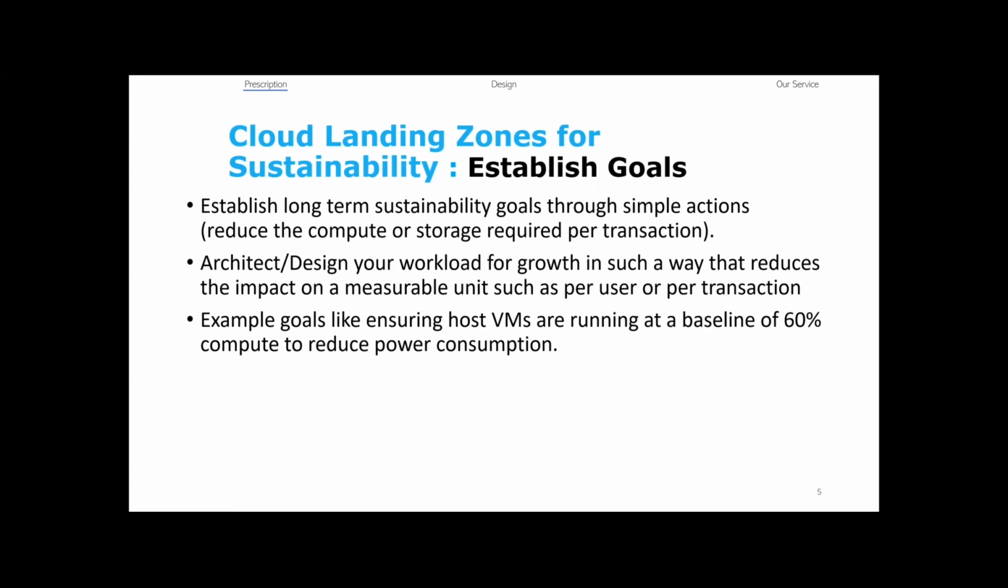An example goal would be something like all of your VM hosts, right? Establishing a baseline of at least 60% utilization. I don't necessarily want to be running a VM that's only consuming 10 or 20%, right? That's very inefficient. I'm using a lot of extra power for no reason. So a baseline of 60% is a good way to help reduce the power that you're drawing in from a VM perspective. And that'll help you from a sustainability perspective.